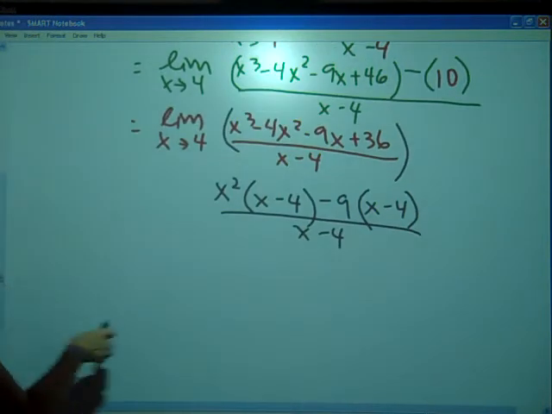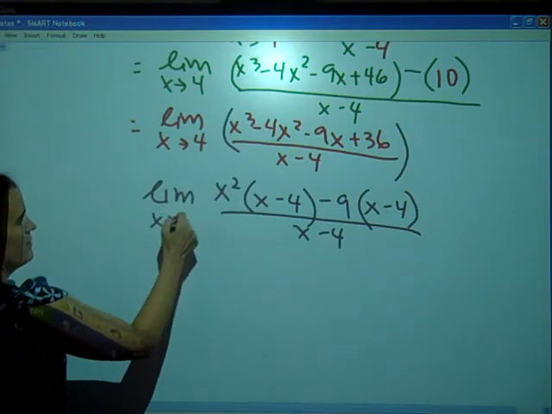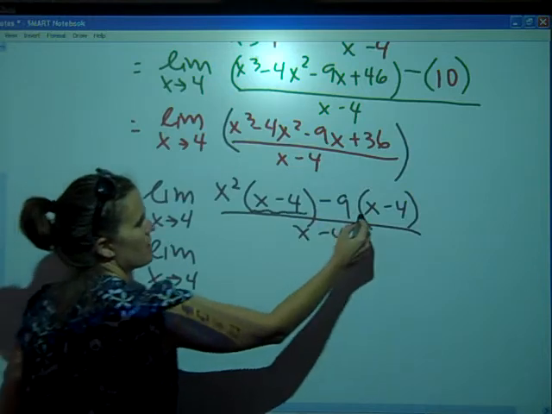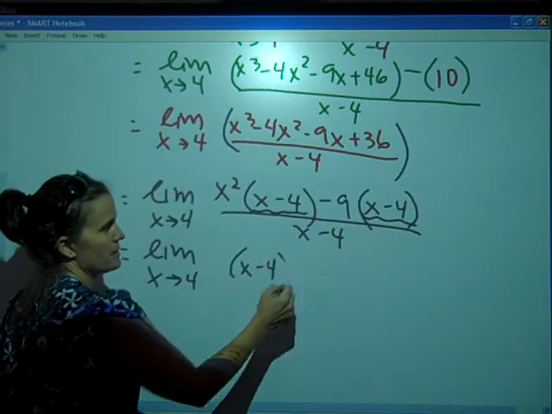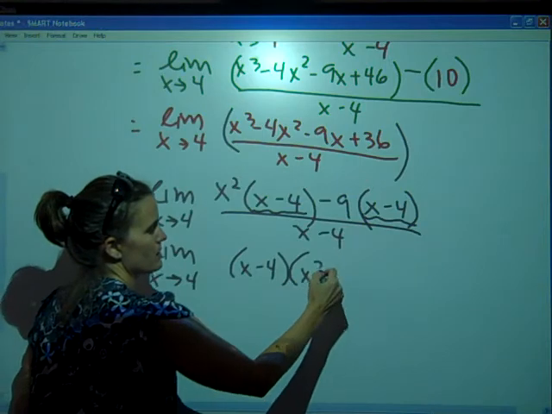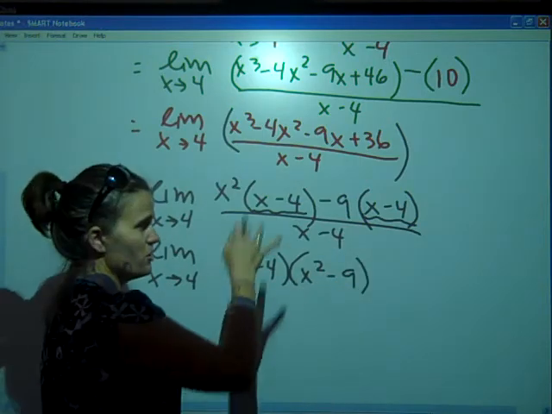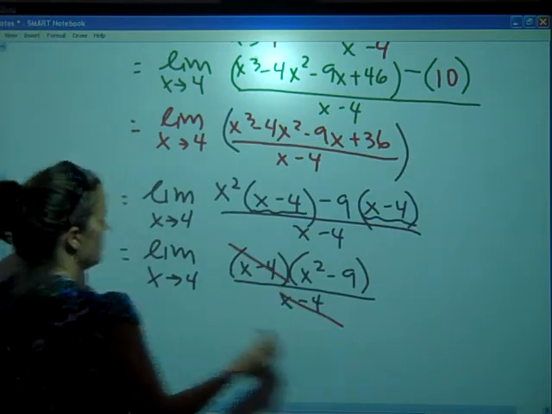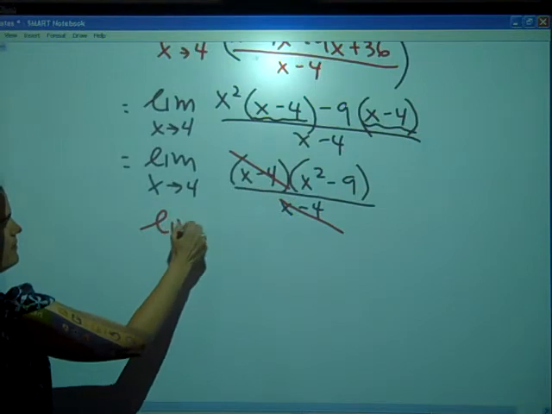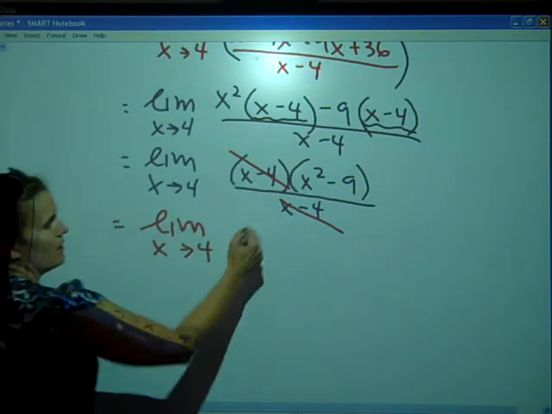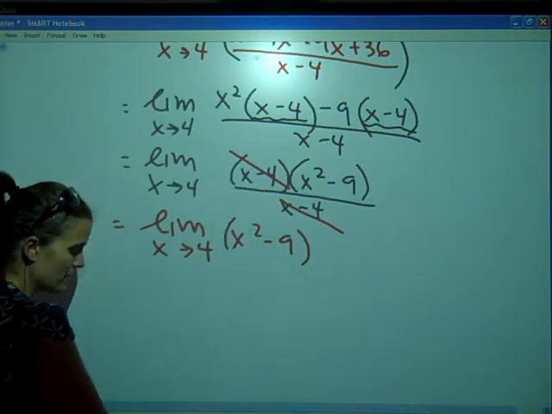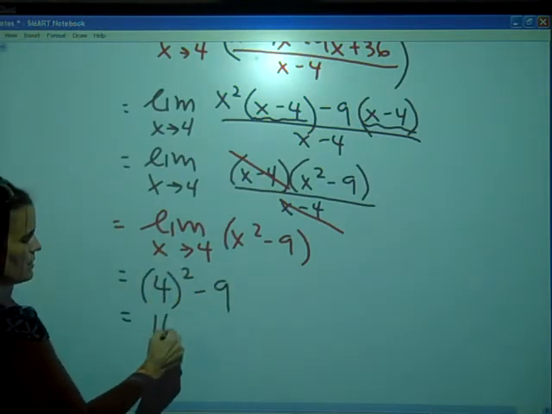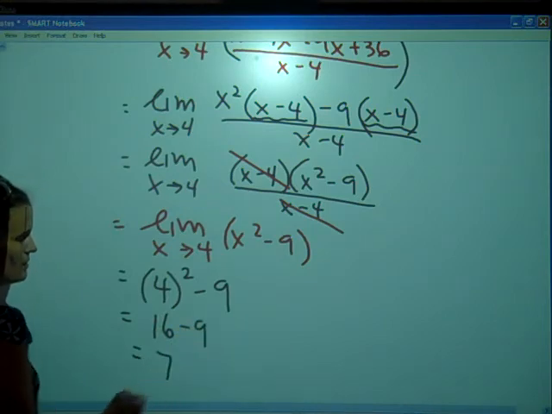So this is still the limit as we approach 4. And then we can regroup and say that that actually equals the stuff inside the parentheses, x minus 4, times the stuff that we factored out, x squared minus 9. And feel free to use synthetic division if that didn't make sense, over x minus 4. Now the x minus 4s will cancel, so I'm left with the limit as we approach 4 of x squared minus 9. And now I can finally plug in 4. 4 squared minus 9, 16 minus 9, would give us 7.